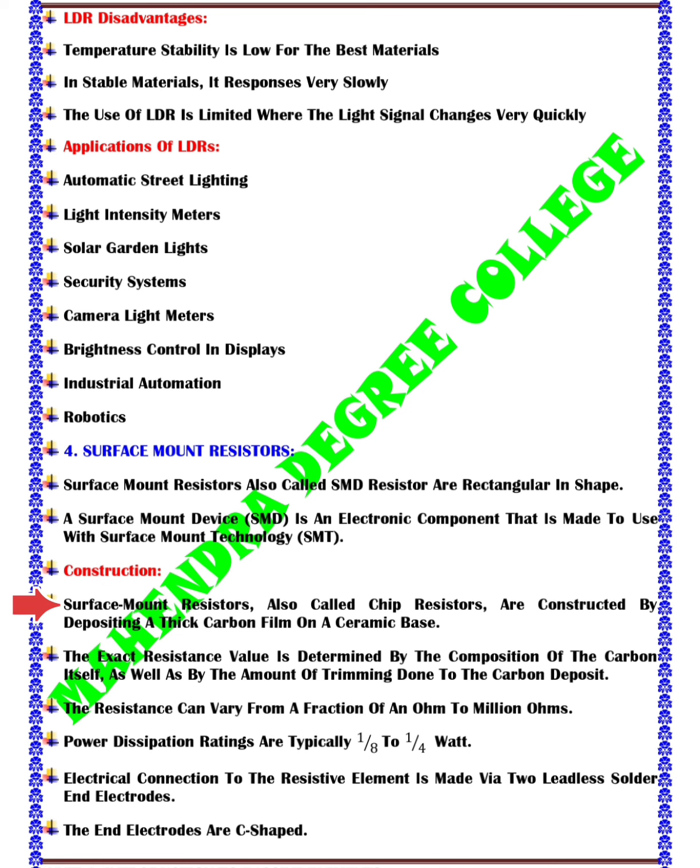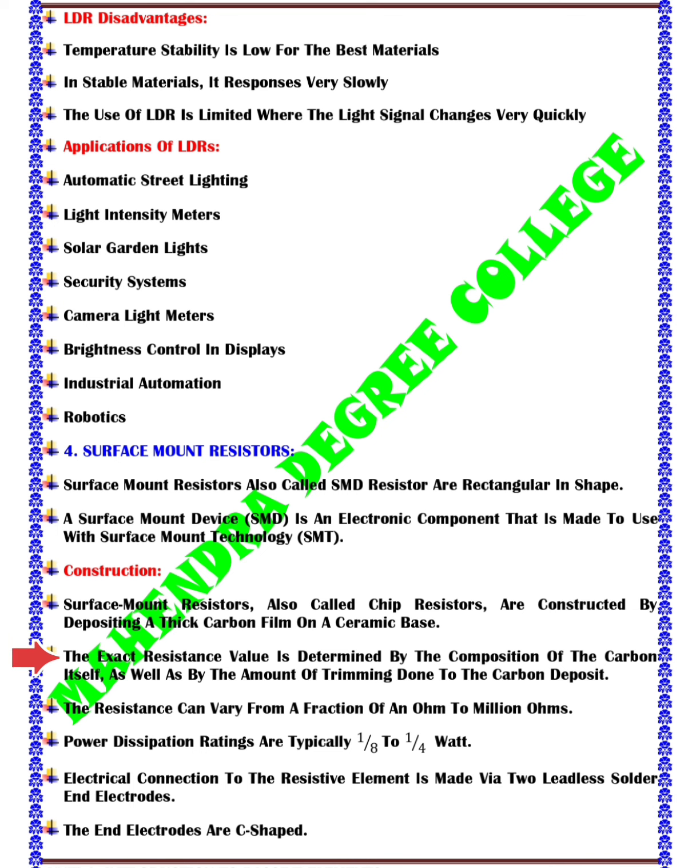Surface mount resistors, also known as chip resistors or SMDs, are constructed by depositing a resistive film, usually metal oxide or metal film, onto a ceramic substrate. While the statement about a thick carbon film is partially accurate, the more common construction involves other materials like metal oxides or metal films. The resistive film is then carefully trimmed to achieve the desired resistance value.